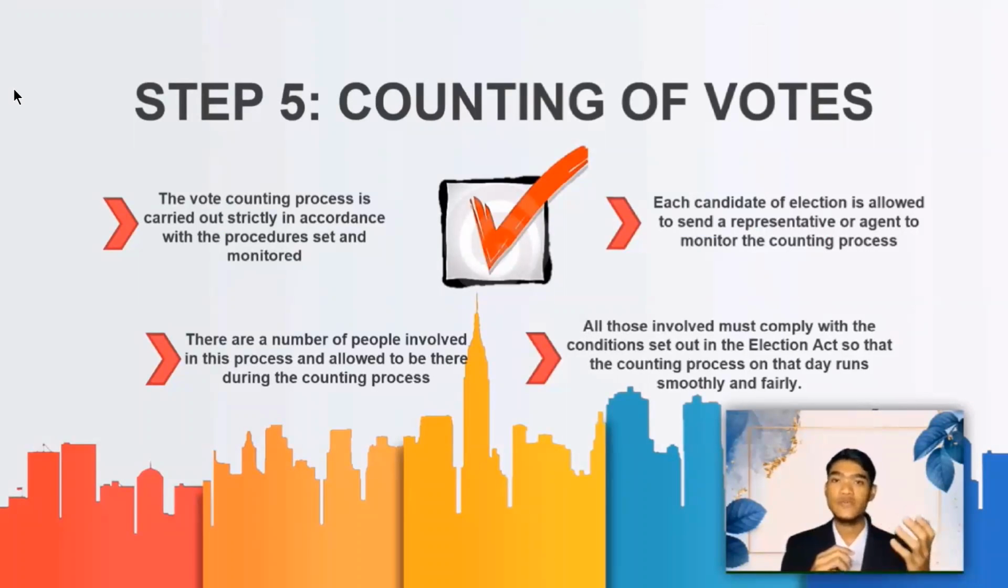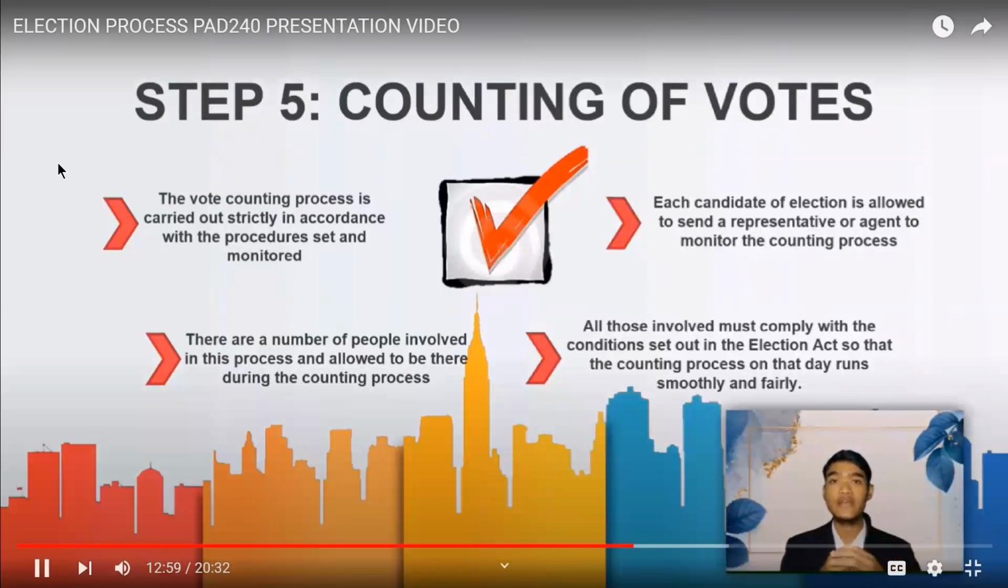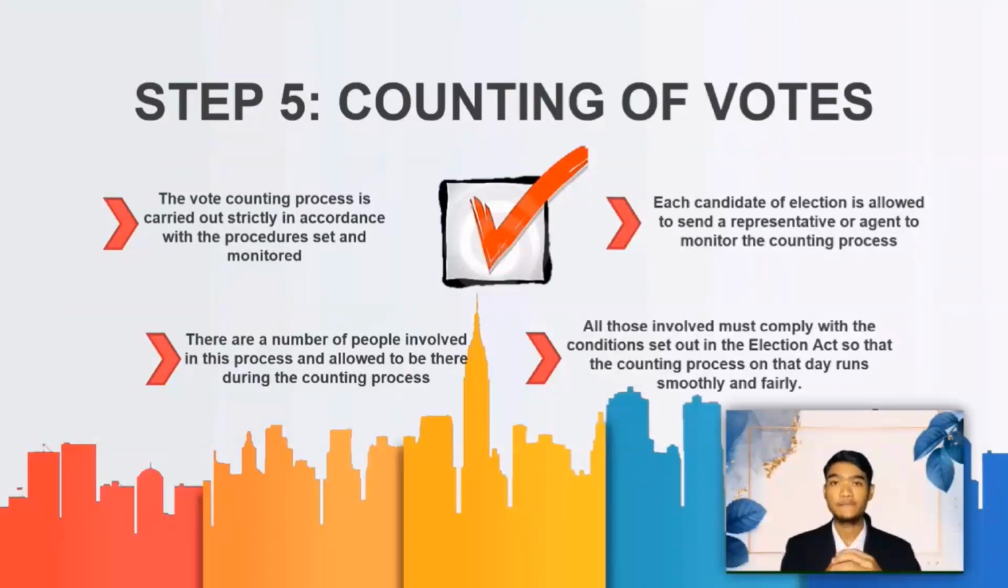This coincides with subsection 14 of the Election Offences Act 1954 that allows the candidates to send a representative or agent to monitor the counting process. It is important to ensure that the counting process runs fairly and can avoid any negligence in this election. However, all those involved must comply with the conditions set out in the Election Act so that the counting process on that day runs smoothly and fairly.